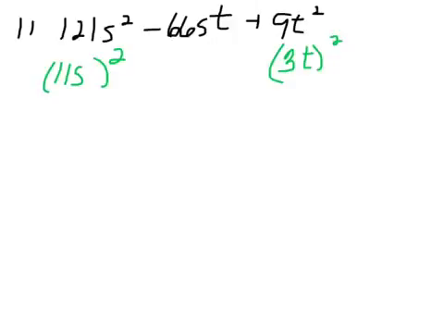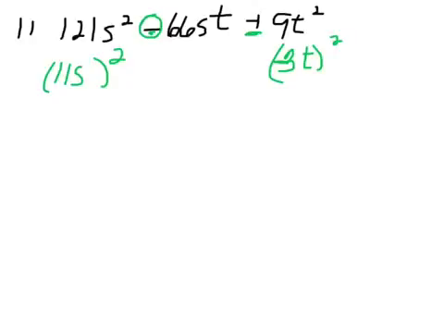Now, one thing I got to kind of notice here. This is a positive, but look here, there's a negative. So if this is going to work, this is going to have to be a negative 3t, because a negative squared is still a positive 9t squared. I got to somehow account for that negative sign in the middle.